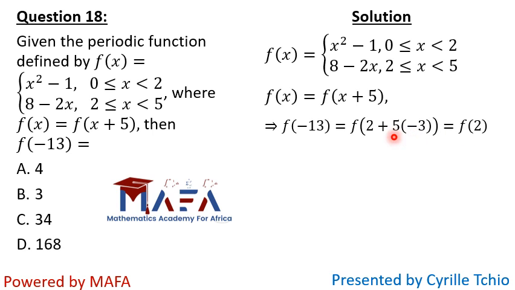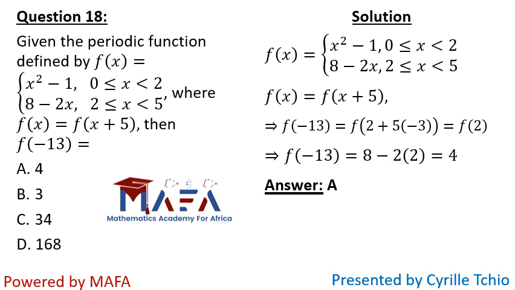Since the period is 5, if we repeat this, you are going to have plus 5 plus 5 plus 5, that is 3 times. So just f of 2. So f of negative 13 is equal to f of 2. You just replace the value of 2 in this second equation here, because it is for 2 less than or equal to x. So for the value of 2, we replace in this equation. So you have 8 minus 2 into 2, that's 4. The answer is A.